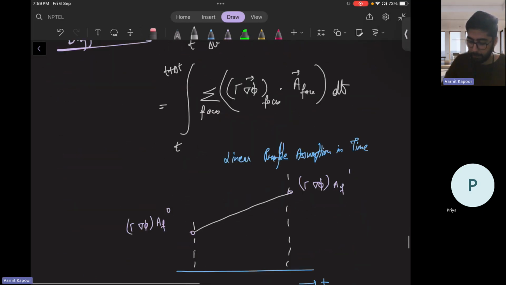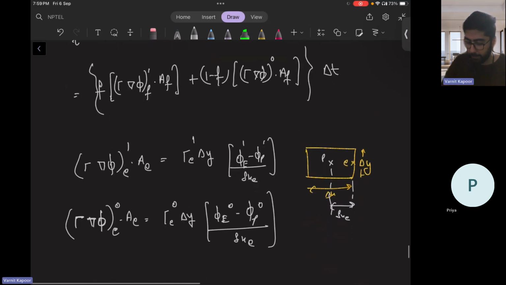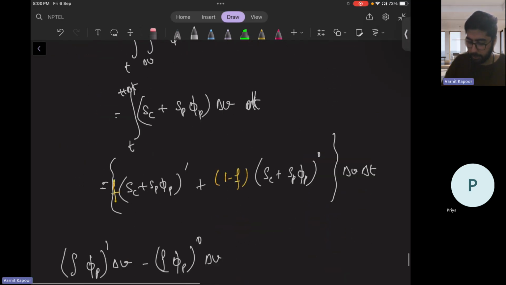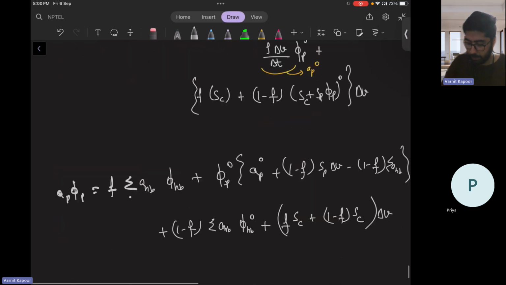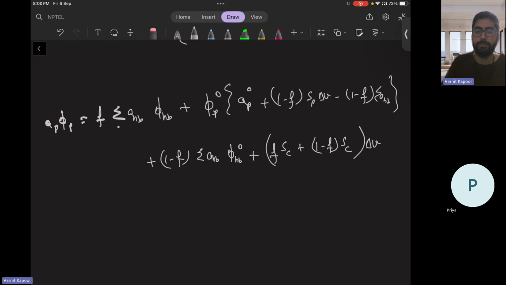Discretization happens for the diffusion term. We assume the linear profile assumption. I consider a factor f for the interpolation. Then for the source term as well, the same thing. Put all the values together. This was the equation which we got so far.